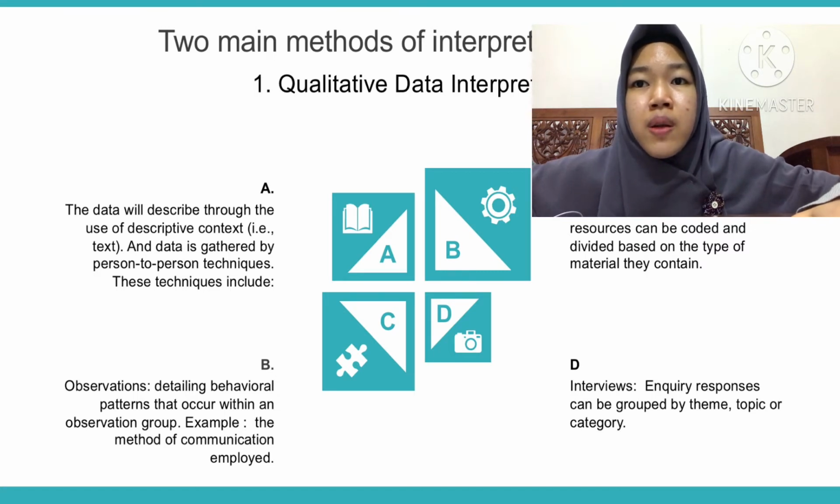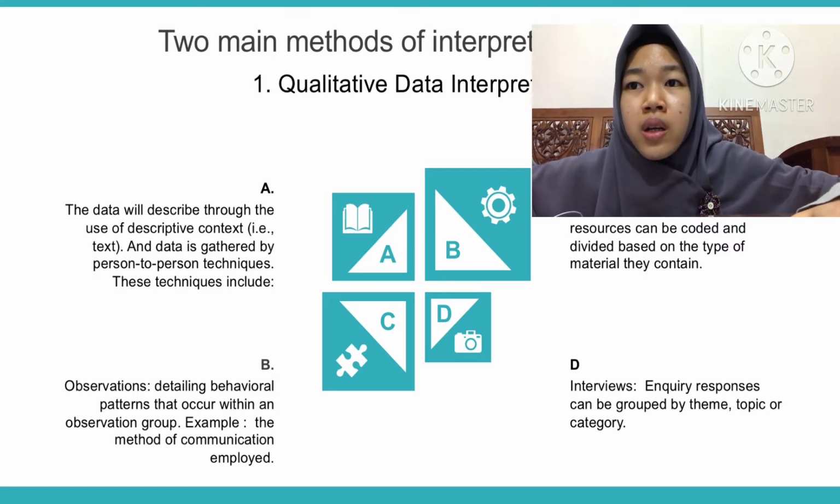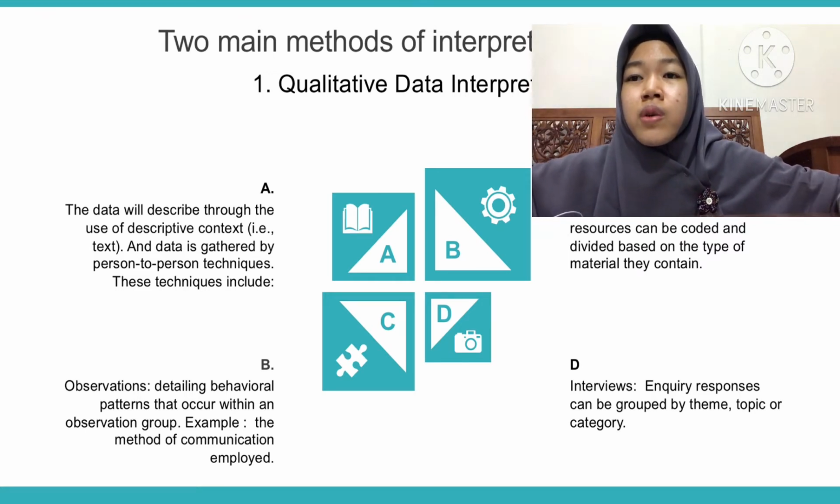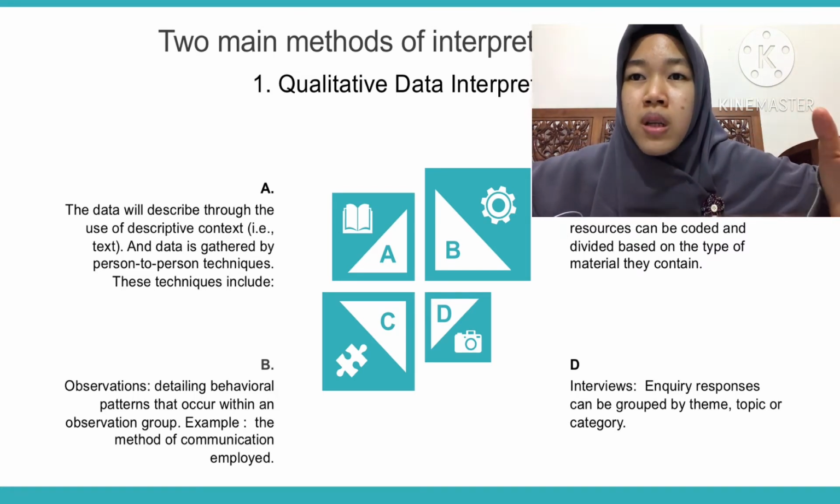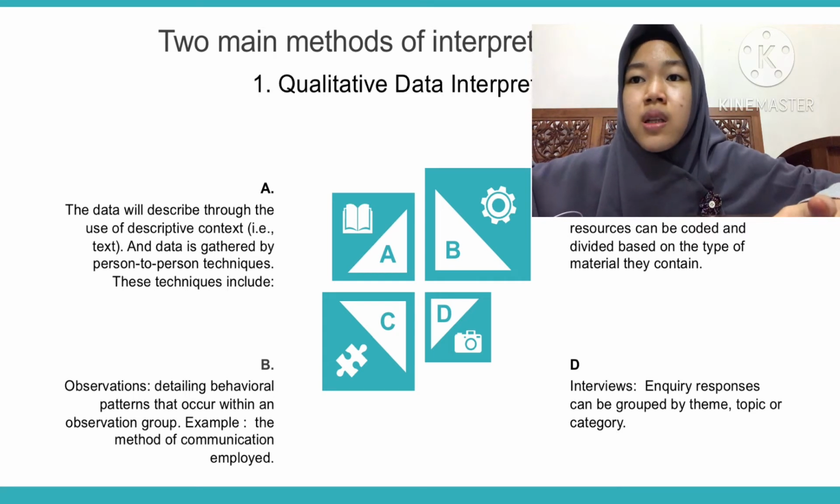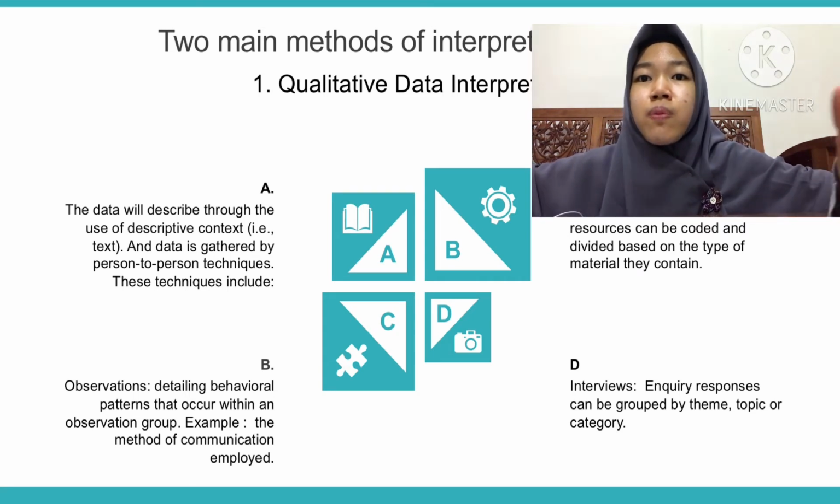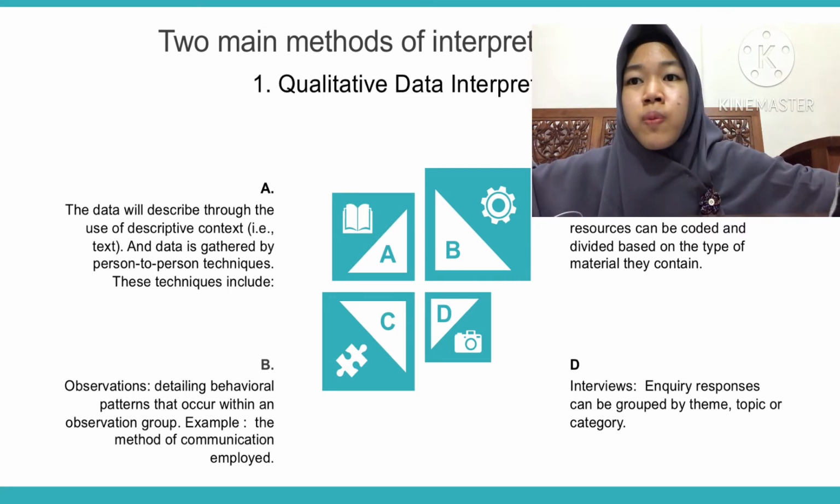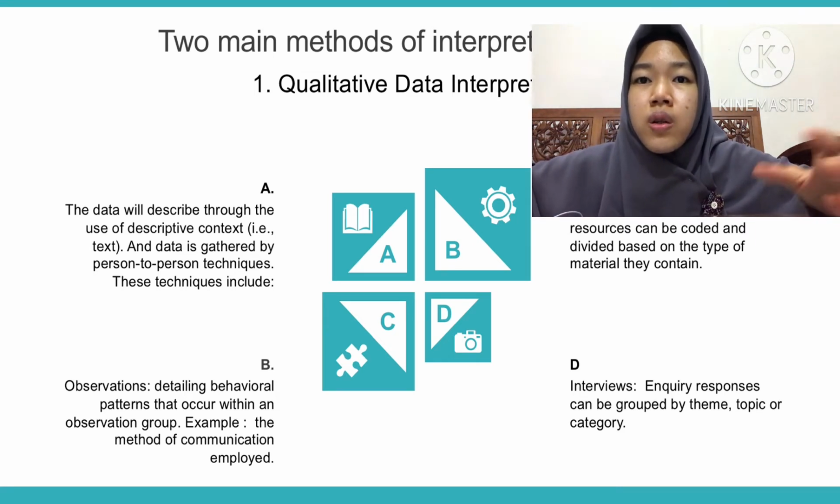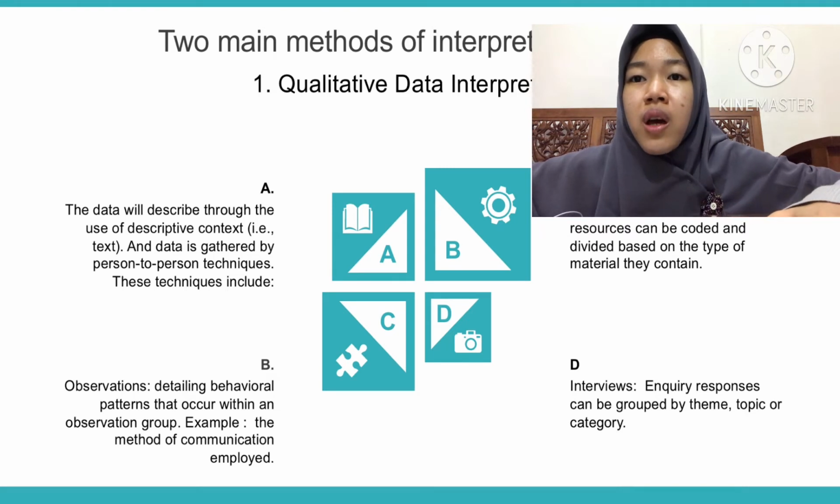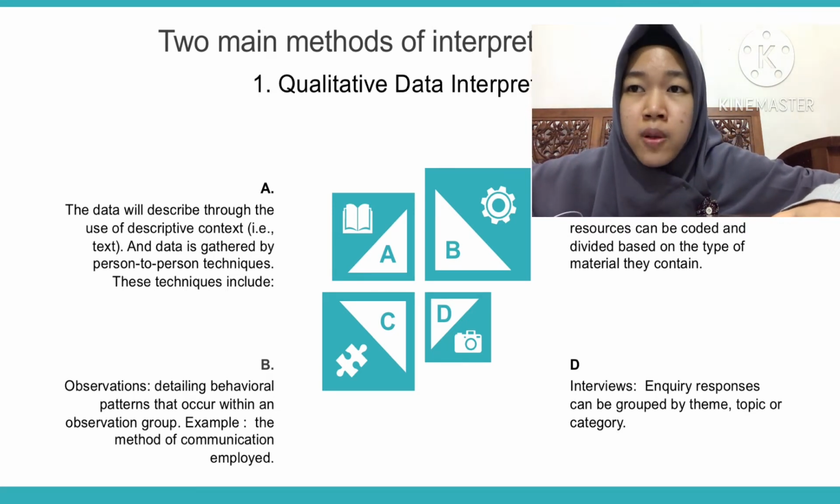It can be summed up in one word: categorical. With qualitative analysis, data is not described through numerical values or patterns, but through the use of descriptive context. Typically, narrative data is gathered by employing a wide variety of person-to-person techniques. The techniques include, first, observations detailing behavioral patterns that occur within an observation group.